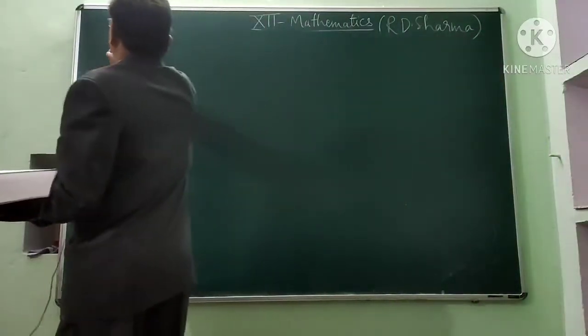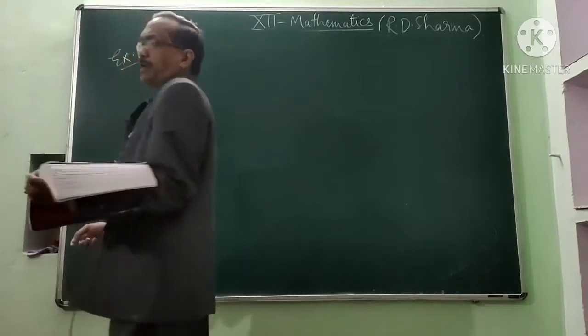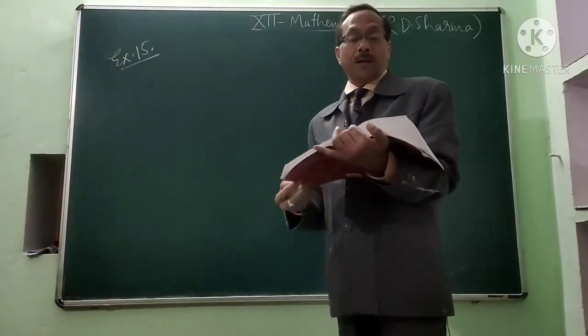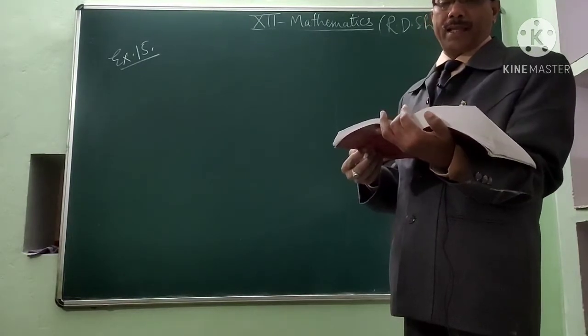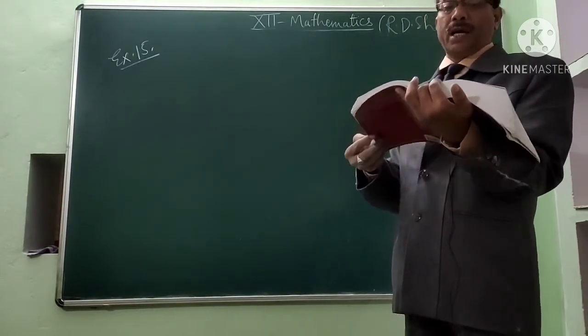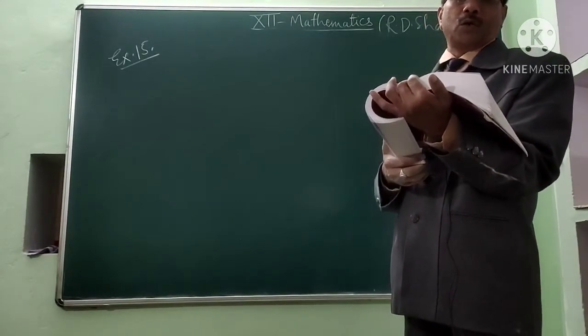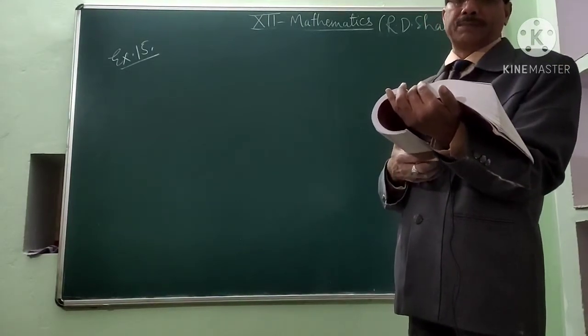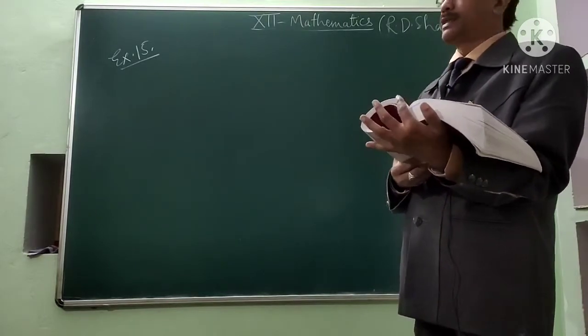Next, example 50. Here I am discussing one of the good examples. If the sum of the length of the hypotenuse and a side of a right angle triangle is given, show that the area of the triangle is maximum when the angle between them is pi by 3.